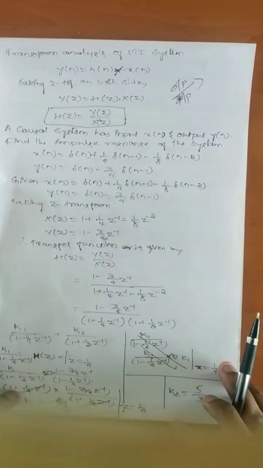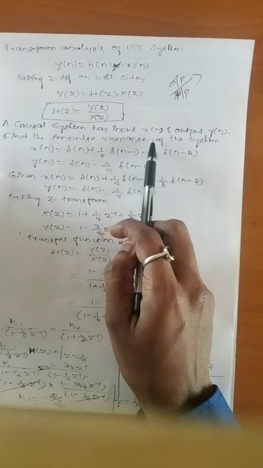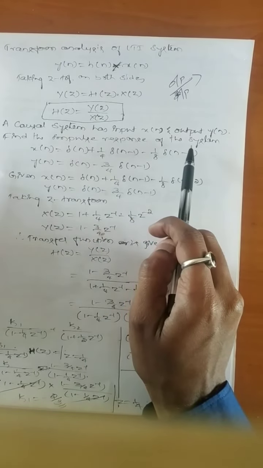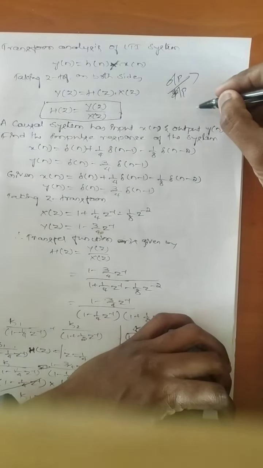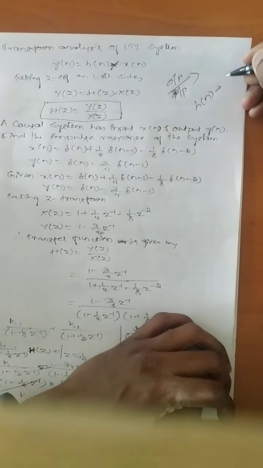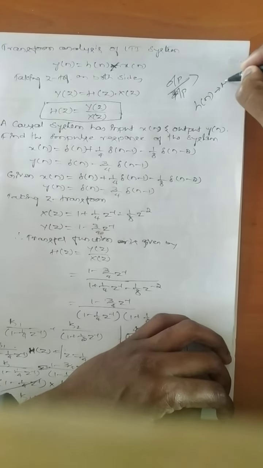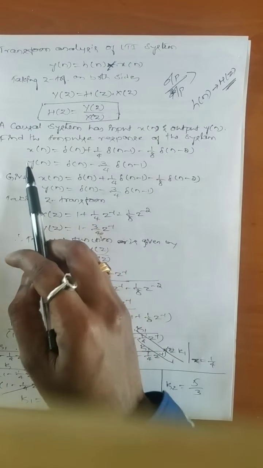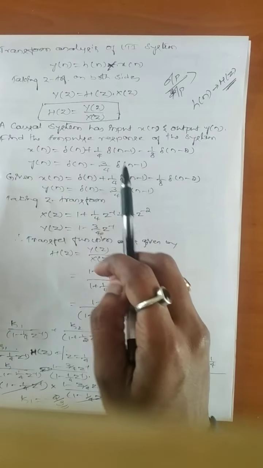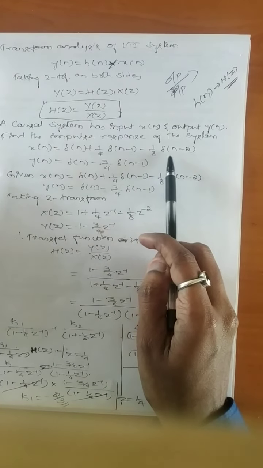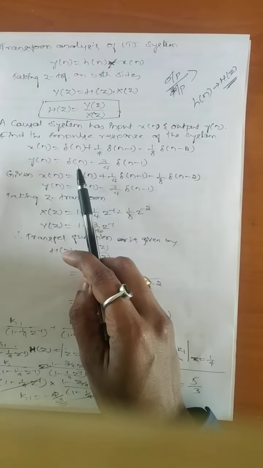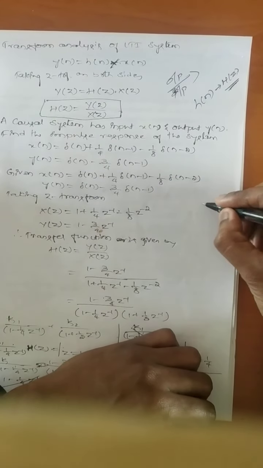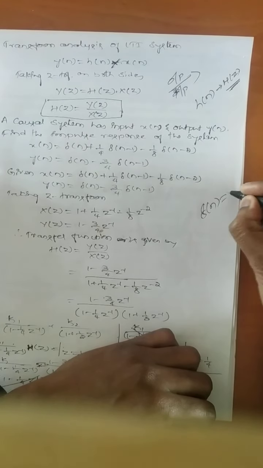Next we look at the problem: a causal system has input x of n and output y of n. Find the impulse response of the system. So we need to find h of n, and in terms of transform analysis, that is H of z. We have x of n equal to delta of n plus 1 by 4 delta of n minus 1 minus 1 by 8 delta of n minus 2, and y of n equal to delta of n minus 3 by 4 delta of n minus 1. And we have a basic equation, that is delta of n is equal to 1.